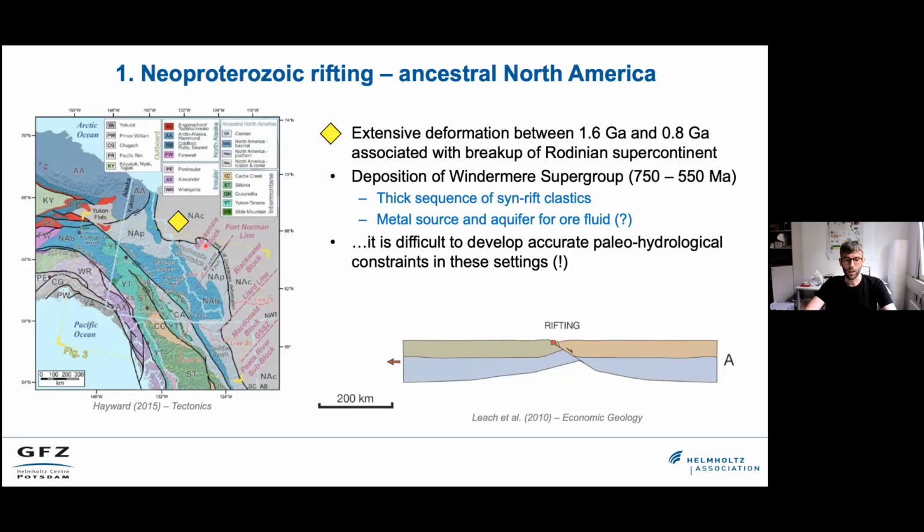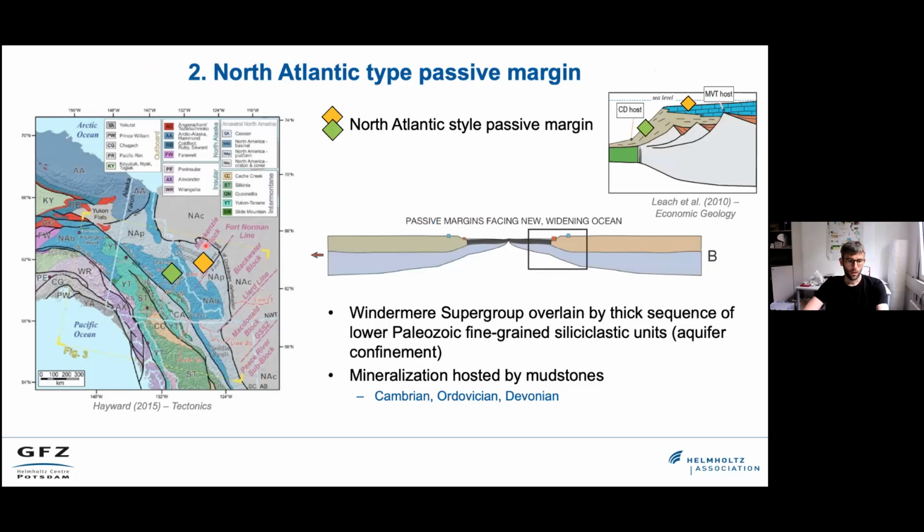And it was this rifting event that resulted in the deposition of coarse-grained synrift clastic rocks of the Windermere Supergroup. We consider these rocks basically to be a potential metal source and also aquifer for the ore fluid. Then as we go into the lower Paleozoic, there was the development of a passive margin, which has been compared to the modern-day North Atlantic, shown in rather simple terms here. And it's the fine-grained siliciclastic units dominated by carbonaceous mudstones that overlie the Windermere Supergroup that form the host rock to the CD-type deposits in the Selwyn Basin.